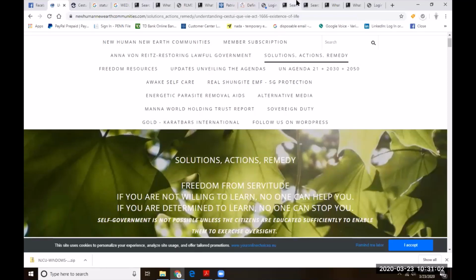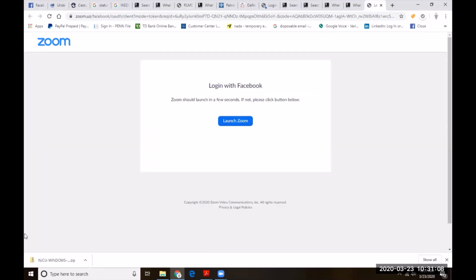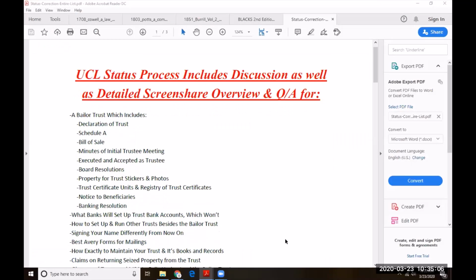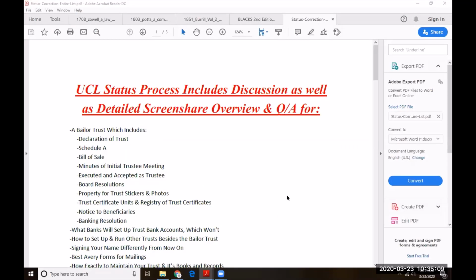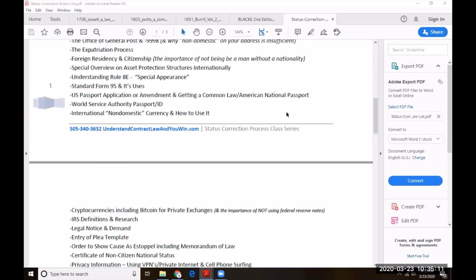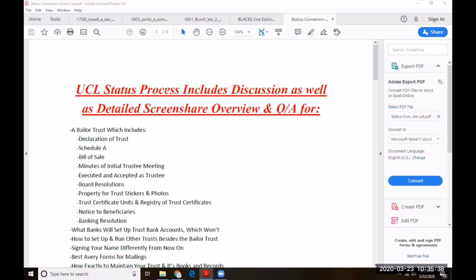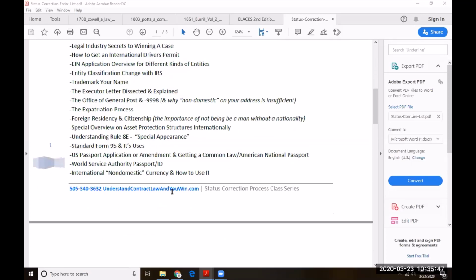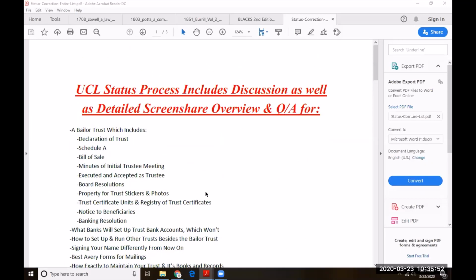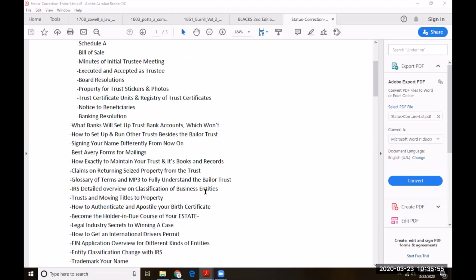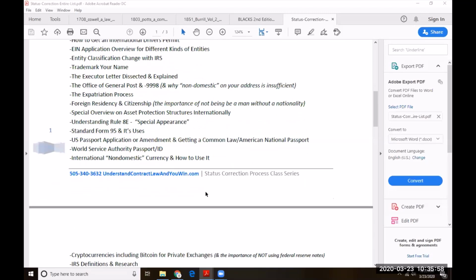Ladies and gentlemen, I need to take you first, let me move this back, let me take you to a document. Okay, so this is a document from Understanding Contract Law. This is the steps outline from Understanding Contract Law. This is their information here, understandcontractlawandyouvin.com. And this is pretty much an outline. It's not a complete outline. I have not taken their course.